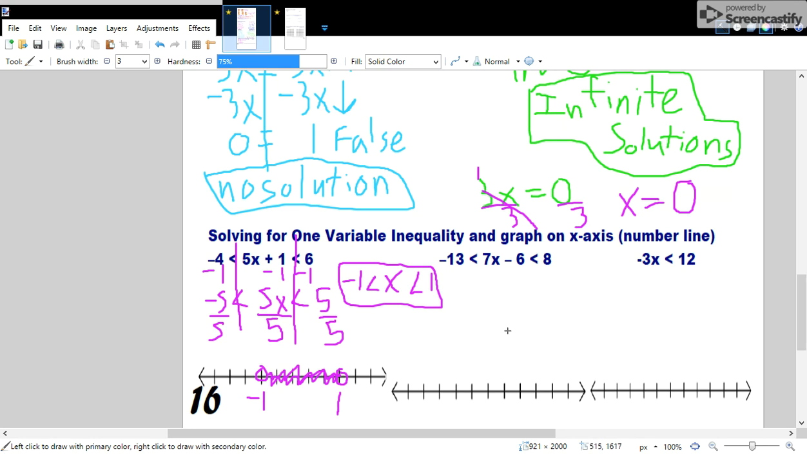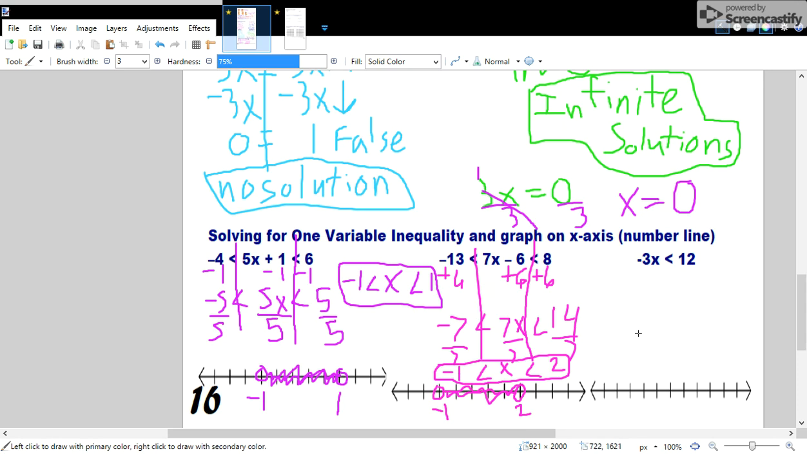Okay, pause the video, see if you could do the next example. Negative 13 is less than 7x minus 6 is less than 8. Try that example on your own. You should get the solution negative 1 is less than x less than 2. And here it is on the number line. Let's look at the last one.